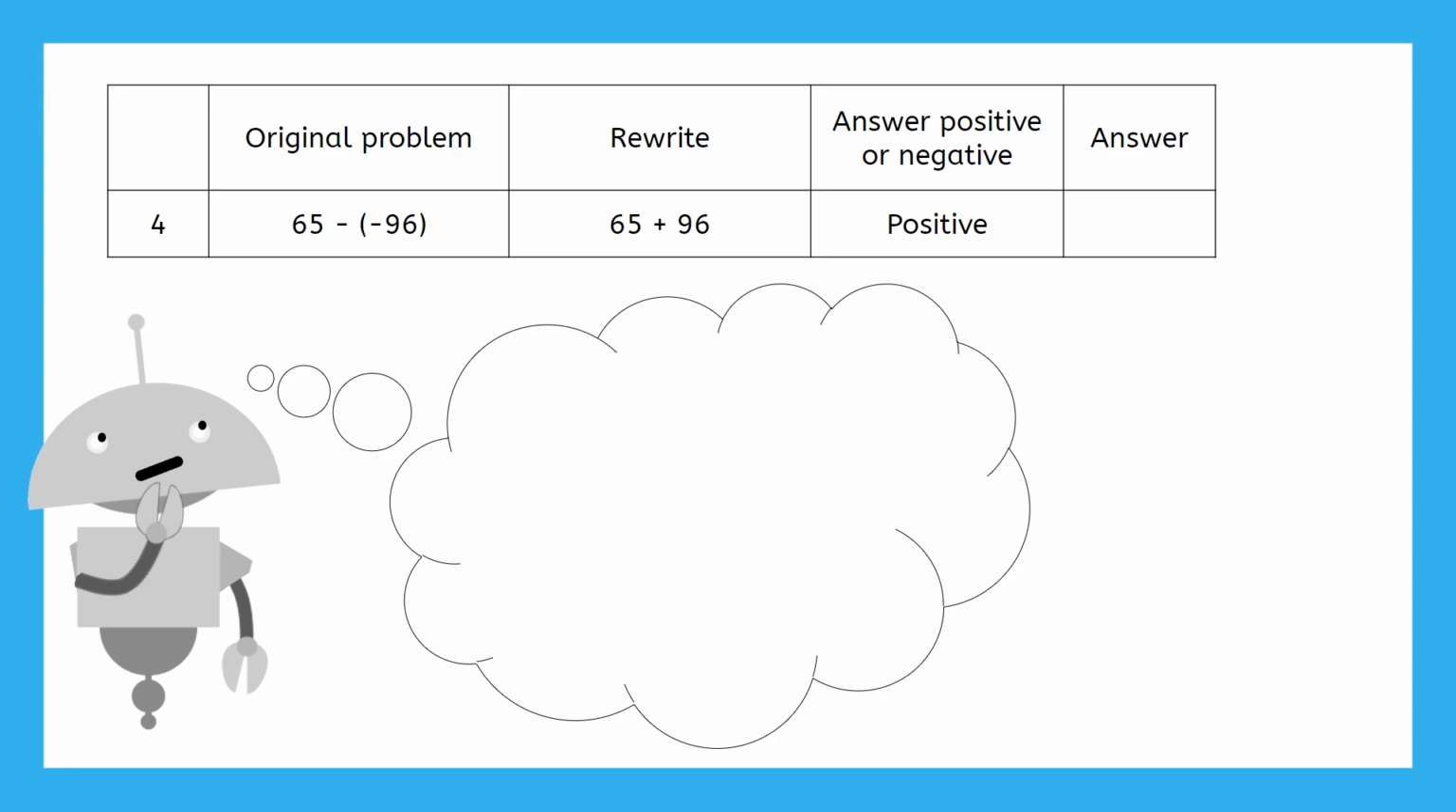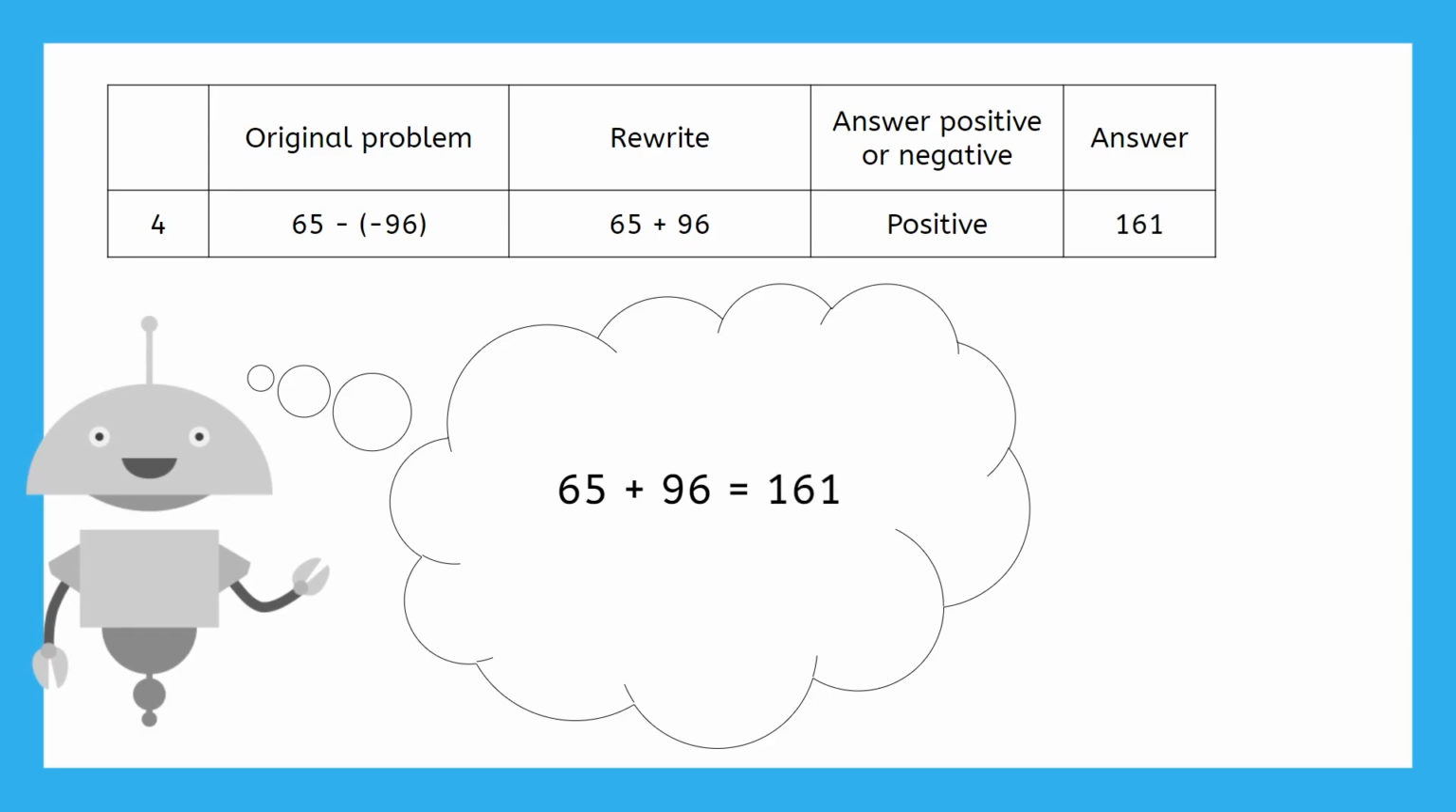One more that I bet we don't even need a number line for. After using our rules to rewrite the equation, number 4 turned into 65 plus 96. And we are experts at adding positive numbers. So our answer is positive 161.